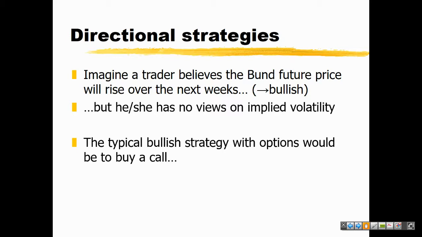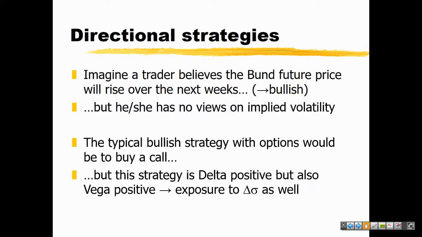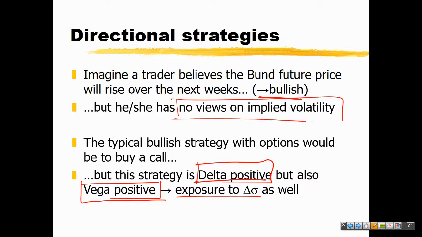The problem is that the typical strategy of somebody who is bullish on the underlying and wants to play with options would be to buy a call option. But if I buy a call option, I'm jointly taking an exposure to delta, so to the price of the underlying. I'm delta positive, and this is fine because I'm bullish on the price of the underlying, but I am also Vega positive. So I'm having an exposure also to volatility. And this is something that the trader does not want, because the trader has no views on implied volatility, so doesn't want to take a risk just randomly, okay?